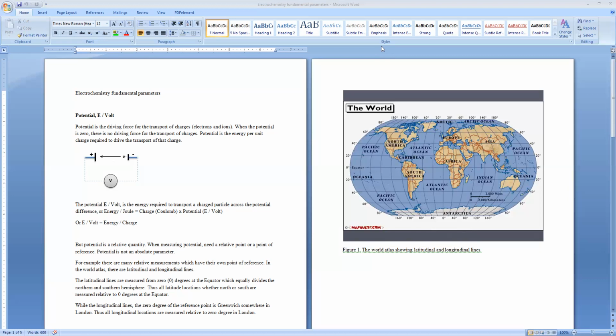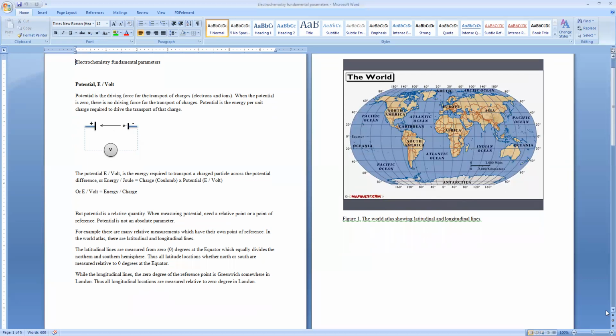So here we have it: E, the potential, is equal to the energy divided by the charge, or joule per coulomb. Joule per coulomb gives you what is known as the volt. Volt is the unit of potential. But potential is a relative quantity, because when you measure potential you need a relative point, or a point of reference. This point of reference does not change, so all other potentials measured at different points are relative to it. Potential is not an absolute parameter.